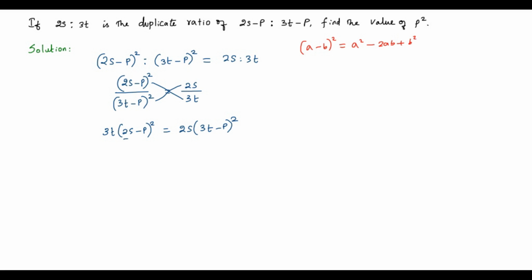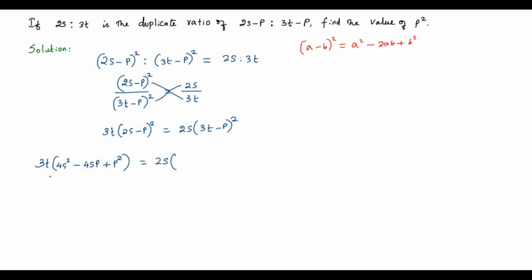When we compare 2s minus p whole square to a minus b whole square, we have 2s for a and p for b. So for a square we write 2s the whole square. Let's expand 2s minus p the whole square using this expansion. 3t times a square, that is 2s the whole square, which is 4s square, minus 2ab, that is 2 times 2s times p, which is 4sp, plus b square, that is p square, because instead of b we have p.